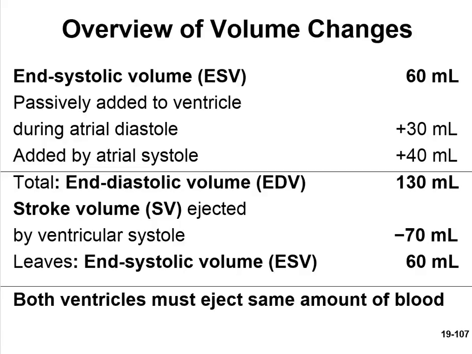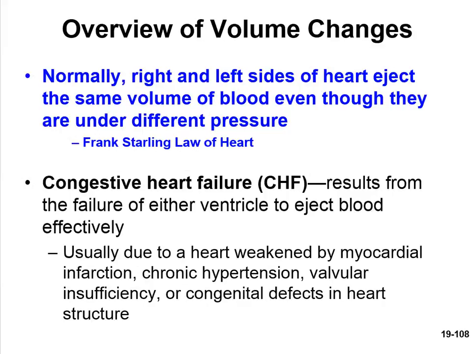Both ventricles must eject the same amount of blood. So normally they do. Right and left sides eject the same amount. That's the Frank-Starling law of the heart. Congestive heart failure results from the failure to do so, to eject blood efficiently, usually because of a weakened heart or other problems.